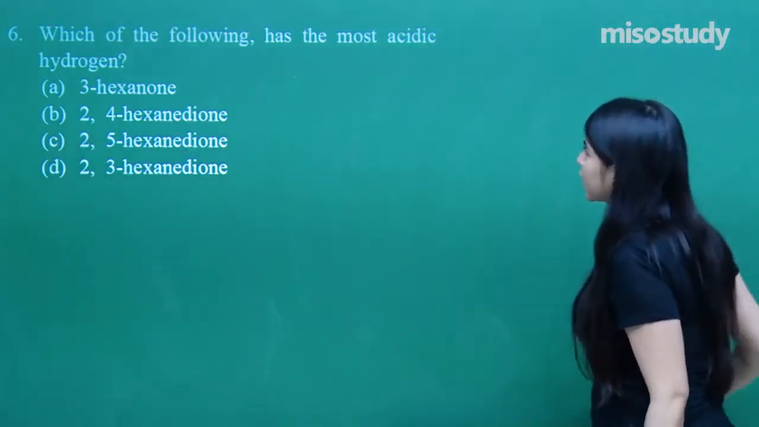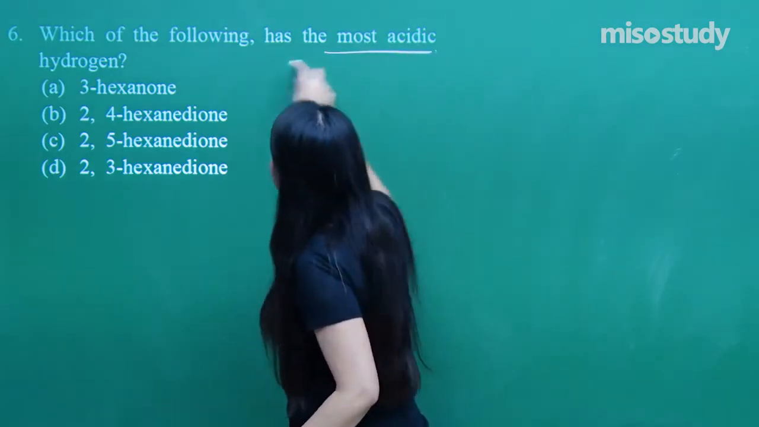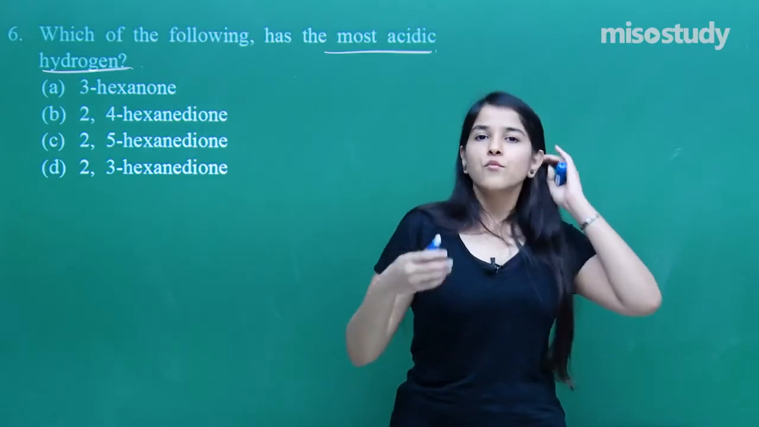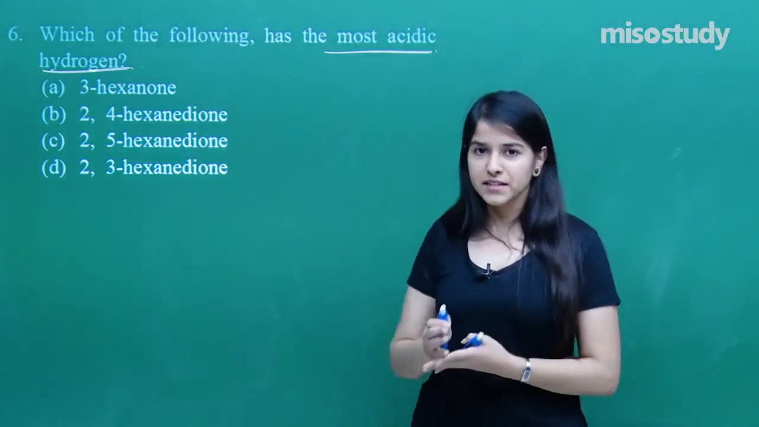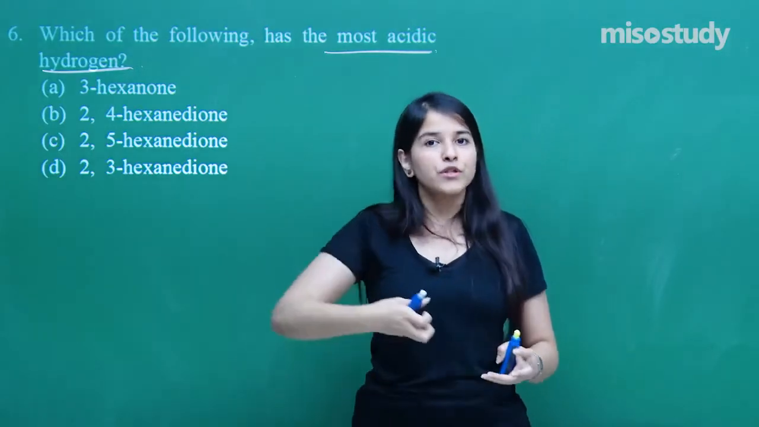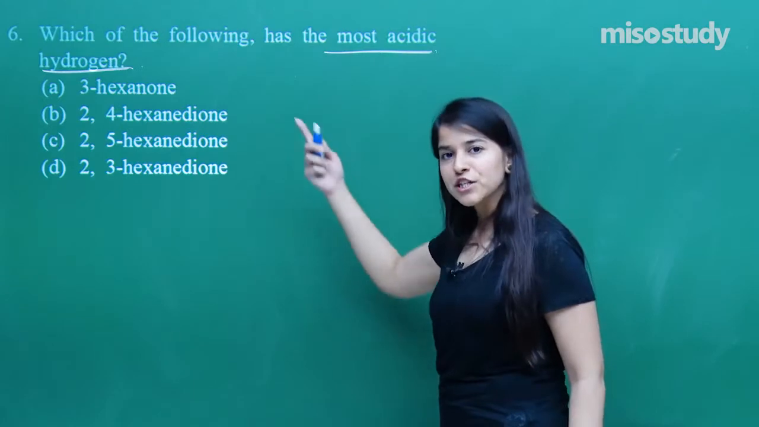I need to find out the most acidic hydrogen. How do we count the most acidity? That means the hydrogen that has been attached to the electron withdrawing group. So what do we have here? Let's draw the structures for each one of them.